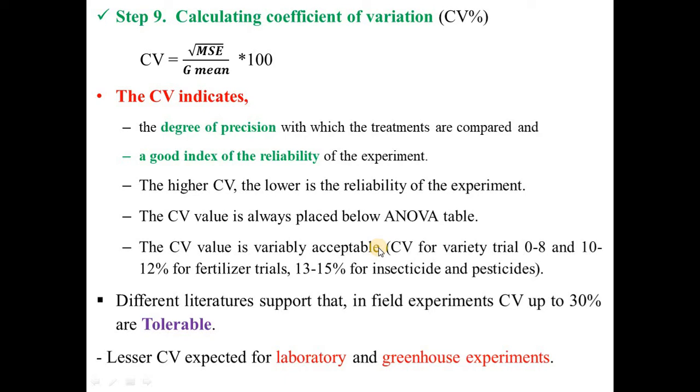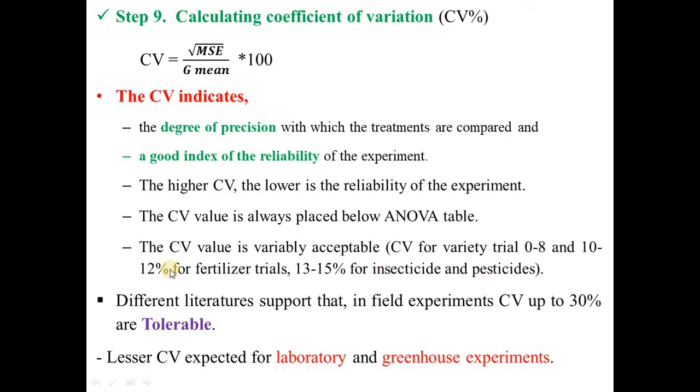For example, in case of Gomez and Gomez, CV for a valid trial is accepted from 0 up to 8%, and for fertilizer trials from 10 up to 12% is acceptable. Whereas for insecticide and pesticide trials, from 13 up to 50% of CV value is acceptable.